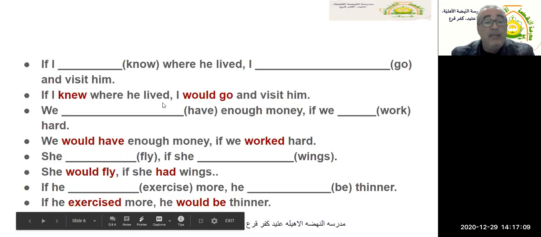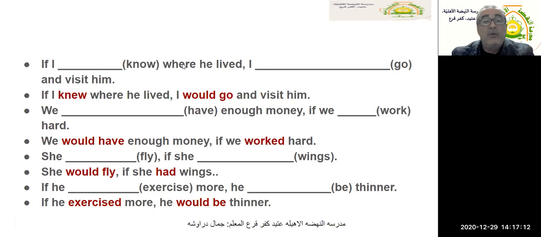Okay. Let's look at this. If I know where he lived, I go and visit him. What do you think we should write here? Instead of saying if I know, we are talking about the second conditional. So in the second conditional, in the if clause, we should use the past simple. The past simple of know is knew. So if I knew where he lived, I would go and visit him. Of course, in the result, we need would plus the base form of the verb.